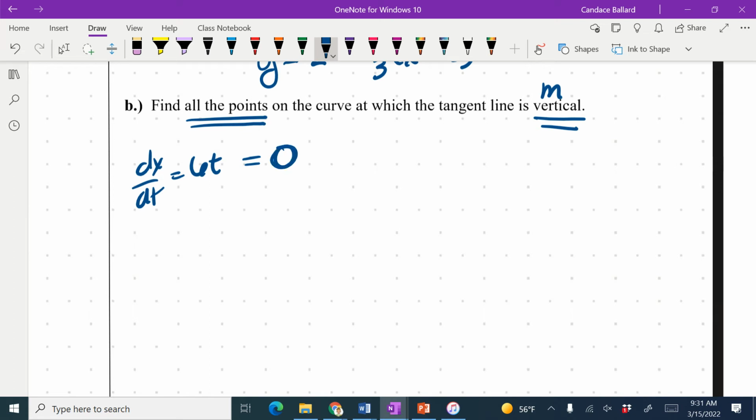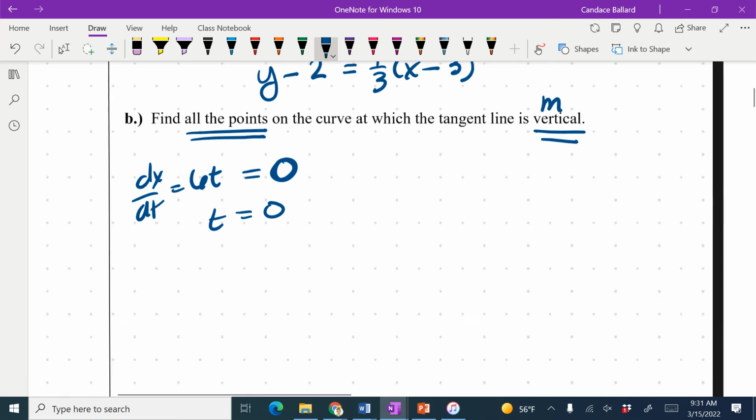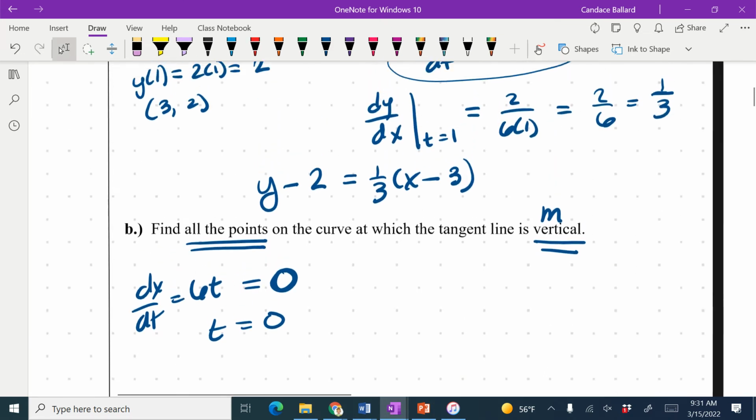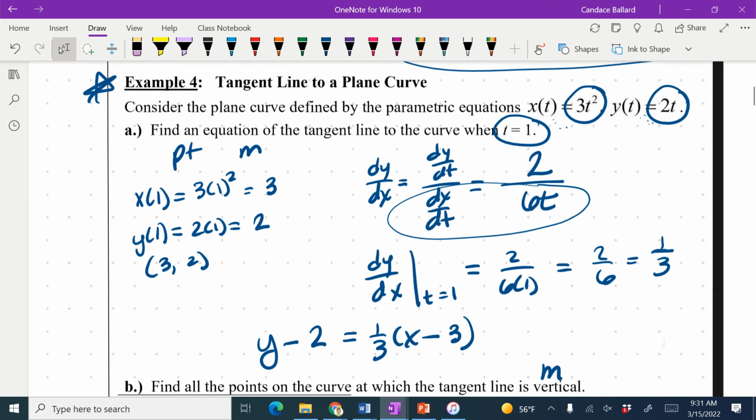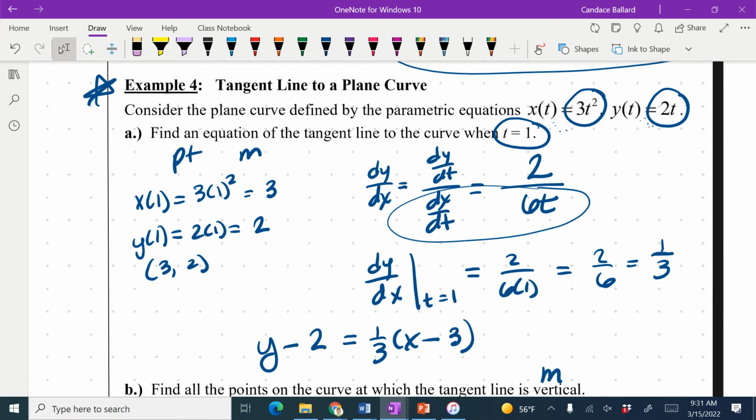So dx/dt equals 6t. I'm going to set that equal to 0. So what's t going to equal? t is going to equal 0. Good. All right, so I need to find all points. I have the t value. How am I going to get points? Do I have something I can plug into to get points? I'm not going to go to the tangent line. Can't I just go back into these guys right here, right? This is going to get me the x coordinate, and that's going to get me the y coordinate.